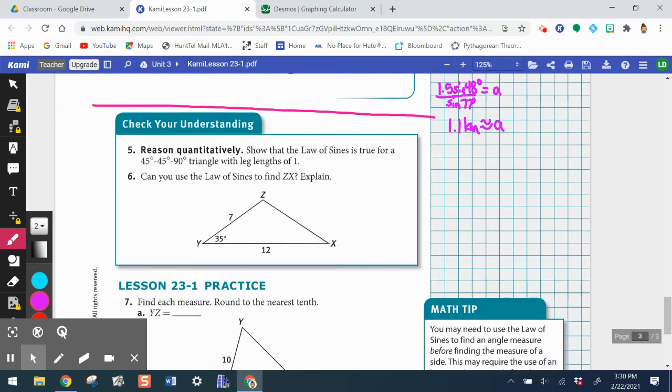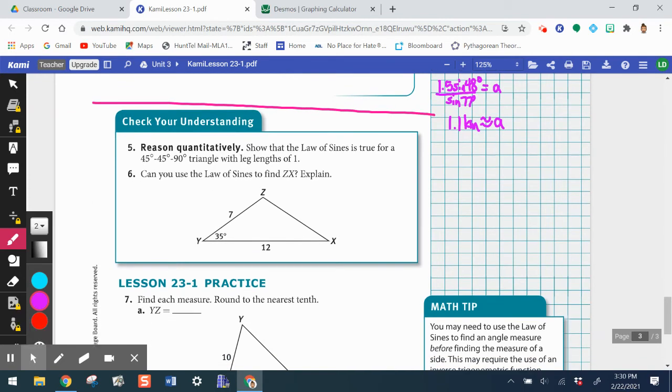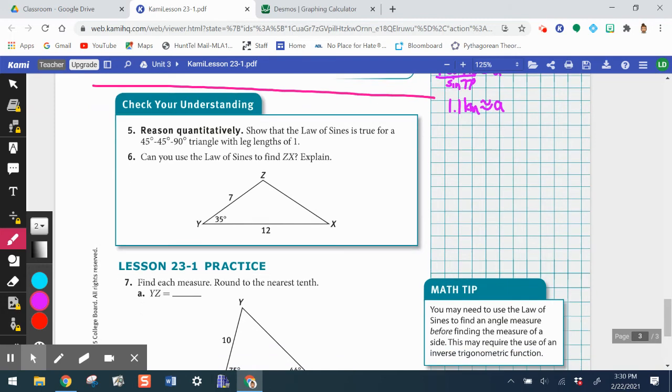So the last thing, because it's kind of a simple law, really, it's kind of a simple formula, we're going to complete the Check Your Understanding together before you move into the Lesson 23-1 practice. So we're going to chunk 5 and 6 together. So if you would, pause the video, complete 5 and 6 before playing through.